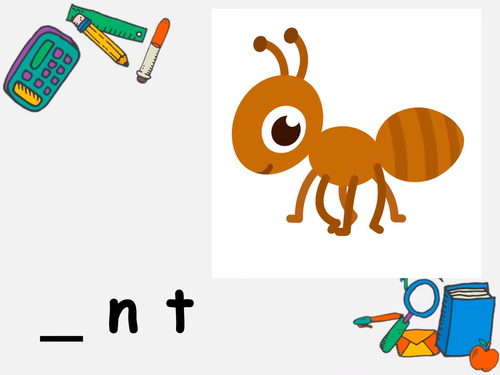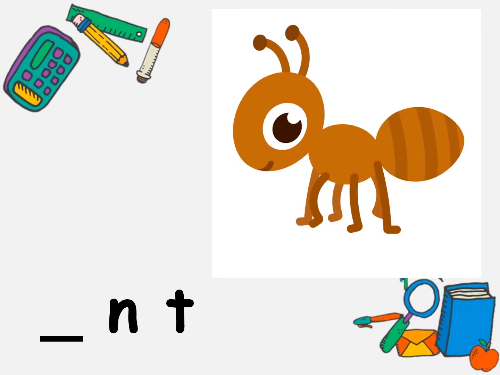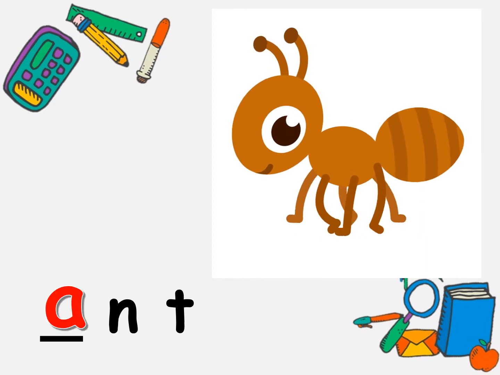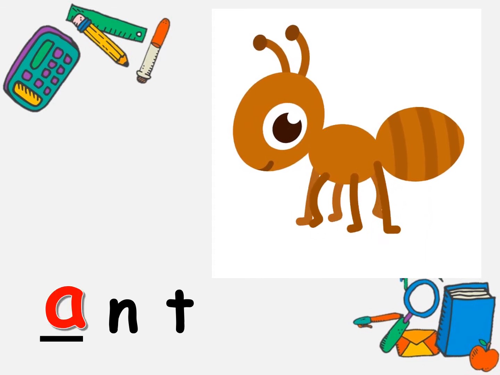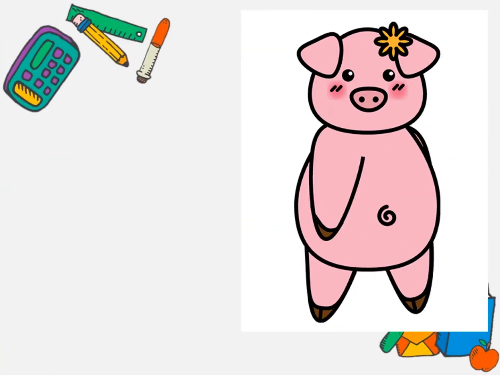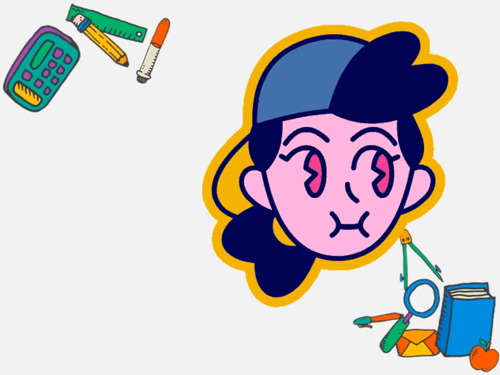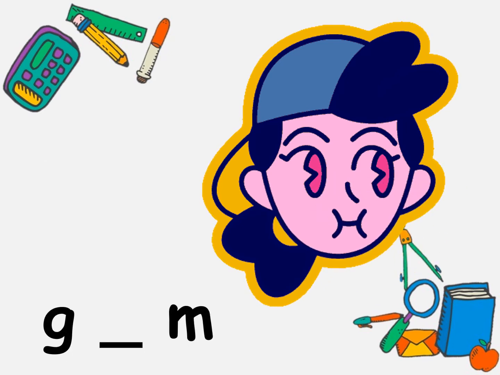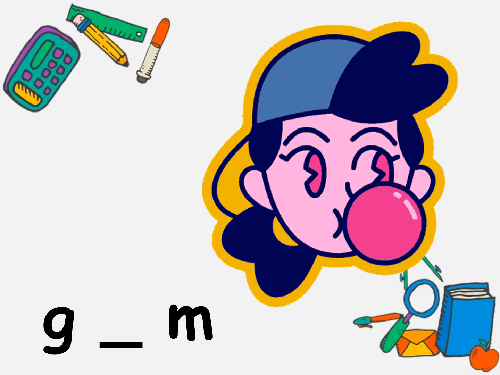What is the missing letter? Very good. It's letter A. Next. What is the missing vowel? Very good. It's letter I. This one. What is the missing letter? Very good. It's letter U.